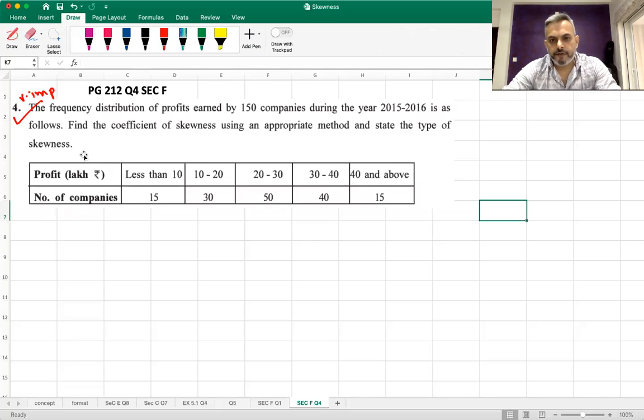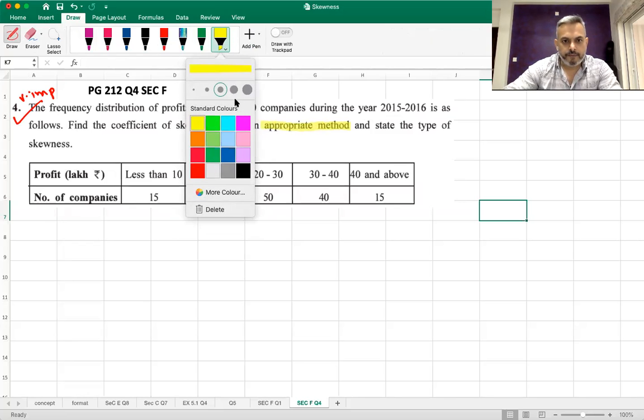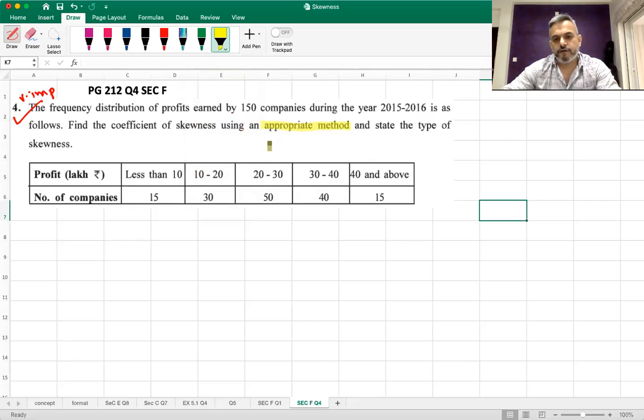Now, the frequency distribution of profit earned by 150 companies during the year 2015-16 is as follows. Find the coefficient of skewness using the appropriate method. Now, what is this appropriate method? It means you have to see what is the suitable method over here. I'll just highlight this. This is important. Please mark it, and state the type of skewness.